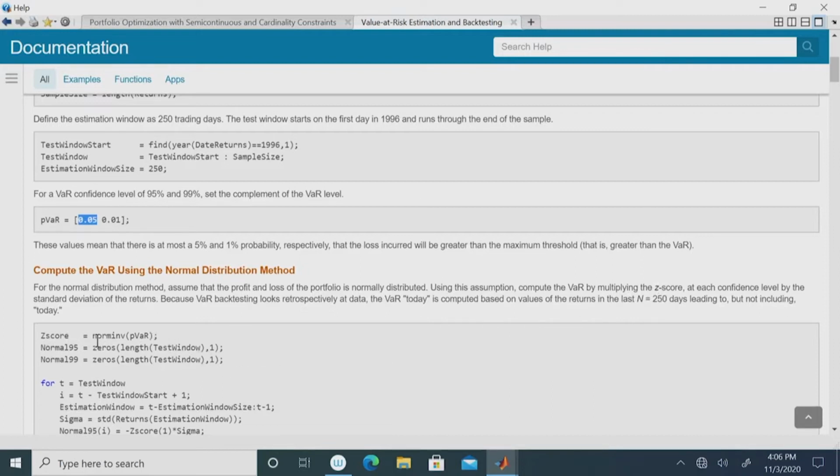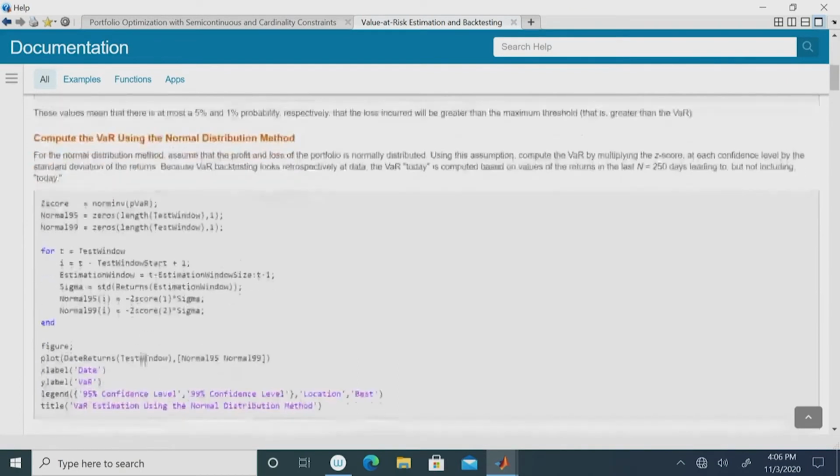The z score will be given by norminv of p var, that means p var which is 0.05 and 0.01. So, this z score will just be given by the inverse of the cumulative distribution of the normal random variate for 0.05 and 0.01. The only thing left in order to ascertain our VaR is the determination of the standard deviation. Accordingly, we look at the estimation window. Remember that this estimation window is going to be over 250 days.